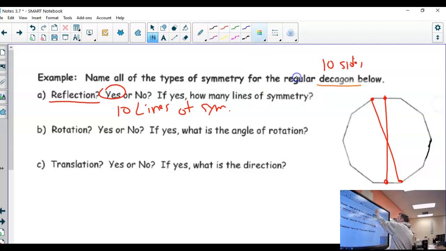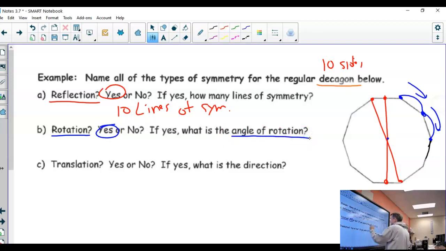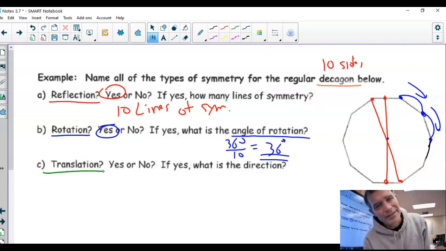How about rotation symmetry? Yes. When this moves to here, it will match up with itself, right? And then it'll match up with itself again when you rotate to there around the center. What is the angle of rotation? Well, that would be 360 divided by how many times it matches. 360 divided by 10, every 36 degrees. And does it have, last but not least, translation symmetry? No, polygons sadly do not have translation symmetry.